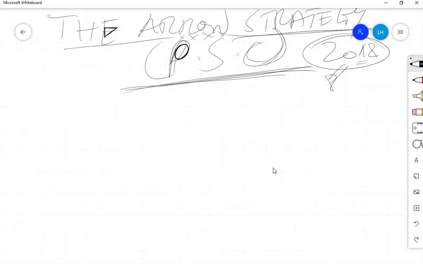So now, why do we call it an arrow strategy, and what does PSC stand for?